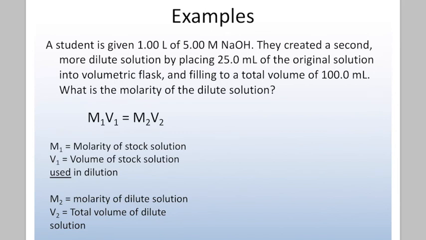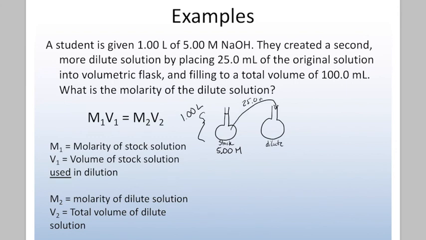Okay? So if we just want to diagram that out again, here's our volumetric flask. In total, we have 1.00 liters, and it is 5.00 molar. That's our solution. So here's our stock. Here's our dilute. And we're going to form the dilute solution by taking 25 mLs of that stock solution and then filling to a total volume of 100 mLs. 100.0, be good with my sig figs.